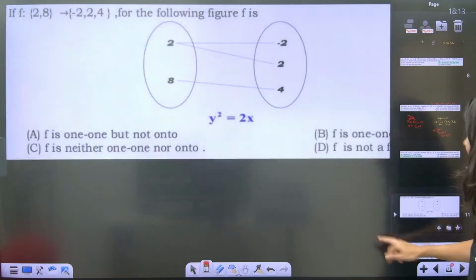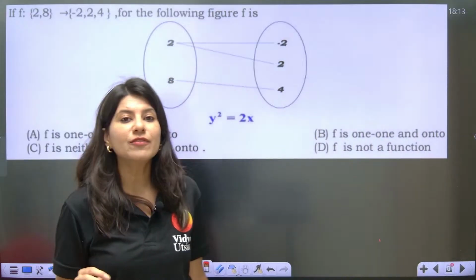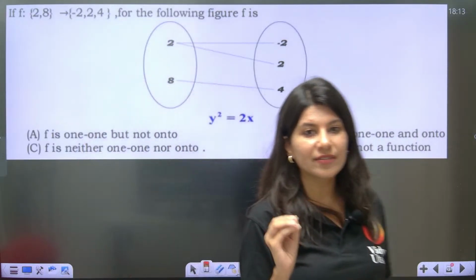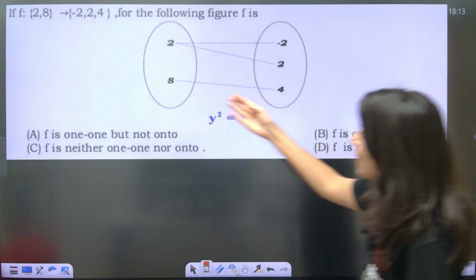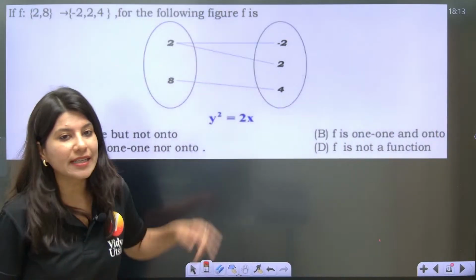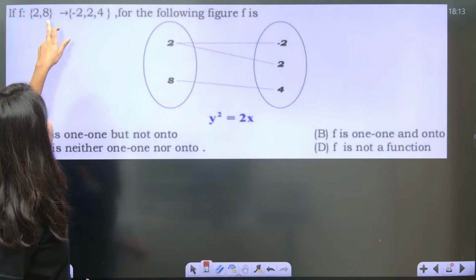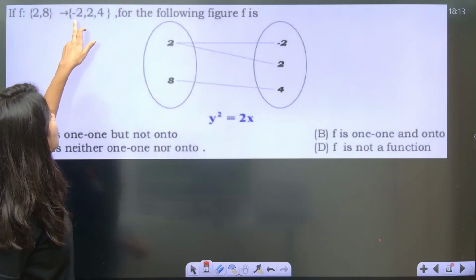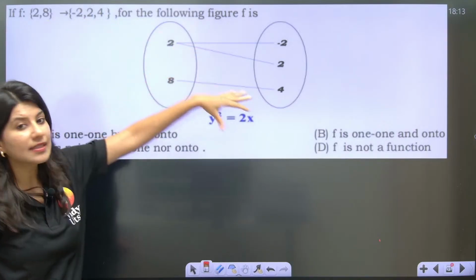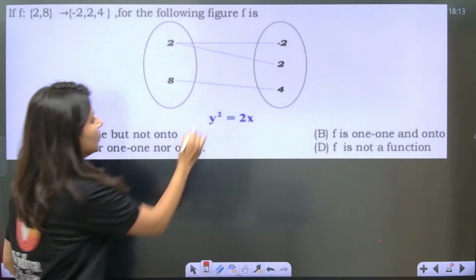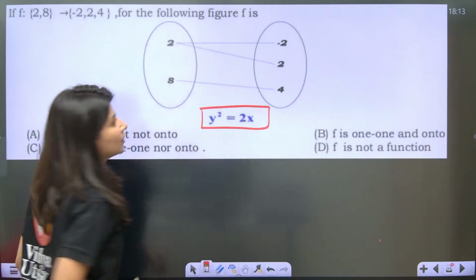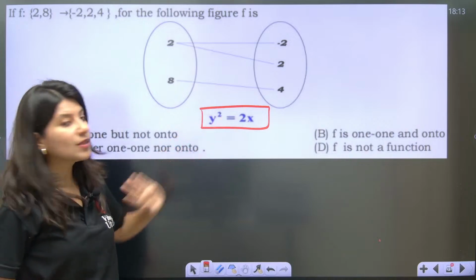Option C is correct. Now let us see how many of you are able to answer this question right away. So this is your function f, from {2, 8}. Input is 2 and this is 8. Output will be minus 2, 2, 4. So this is the table. Now as per the question, this relation is followed, which is y squared equals 2x.